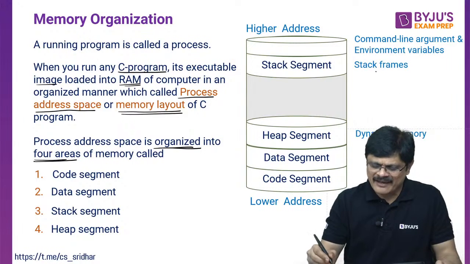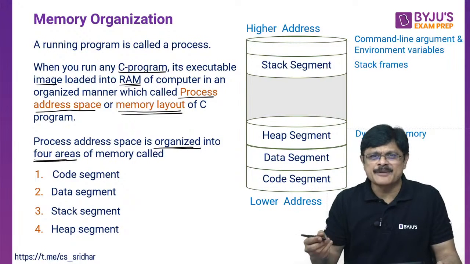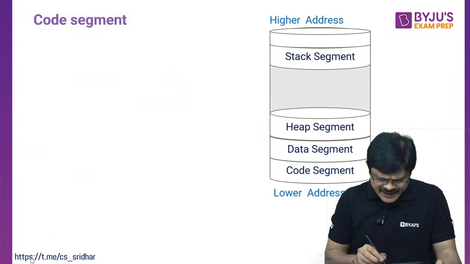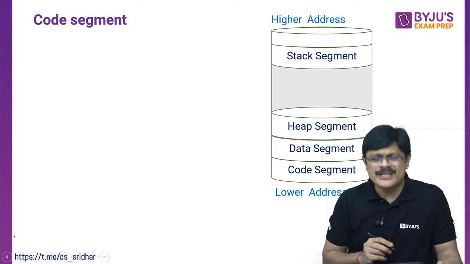These are called stack frames, and this is dynamic memory. The heap segment is dynamic memory. Let us understand each one in a detailed manner. What is this code segment?